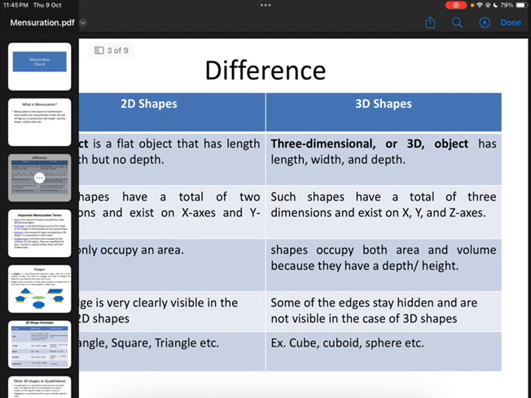On the other hand, 3D shapes have 3 dimensions, x, y and z axis. And 3D shapes occupy both area and volume because they have depth and height. Some of the edges stay hidden and are not visible in the case of 3D shapes, as you can see in cube and cuboid, you can't see all the edges of that. Examples of 3D shapes are cube, cuboid, sphere, cone, cylinder.